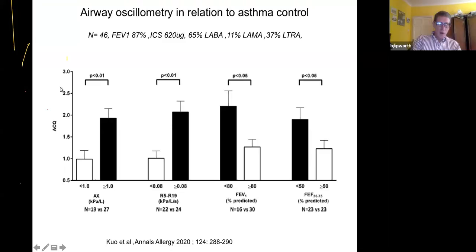So here we've got our old friend ACQ, and here we've got the AX using a cutoff of less than one and greater than one. And again, you can see that the difference in ACQ exceeded the minimum important difference of 0.5. In fact, it's nearly a one unit difference, which is big. And you see the same thing here. This is using R5-R19, which is what the tremor flow generates, rather than R5-R20, but it's virtually the same thing. R5-R19 and R5-R20 are interchangeable. Again, you can see nearly a 1 point difference in ACQ.